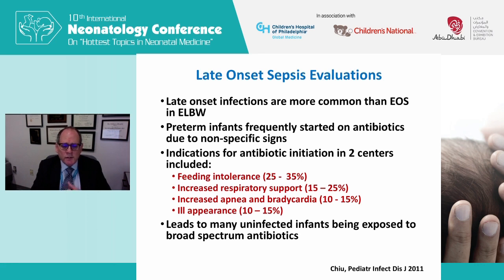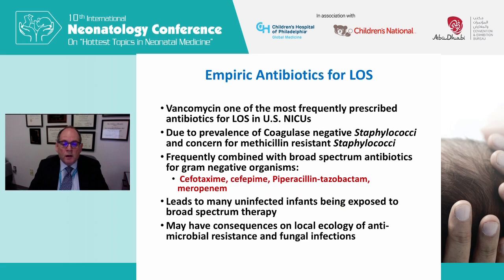What this leads to is that many uninfected infants are being exposed to broad spectrum antibiotics, since we tend to use much broader spectrum antibiotics in the setting of late onset sepsis than early onset sepsis. Vancomycin, at least over the last couple of decades, has been one of the most frequently prescribed antibiotics for late onset sepsis in US NICUs. This is due to the prevalence, as Dr. Poland showed, of coagulase negative staphylococci and the concern in many sites for methicillin resistant Staph aureus. Vancomycin is frequently combined with broad spectrum antibiotics for gram-negative organisms, with some examples down below in red. Again, this leads to many uninfected infants being exposed to broad spectrum therapy, and that may have consequences on the local ecology of antimicrobial resistance and fungal infections. There certainly has been a correlation between use of broad spectrum third generation cephalosporins and the incidence of fungal infections in individual NICUs.